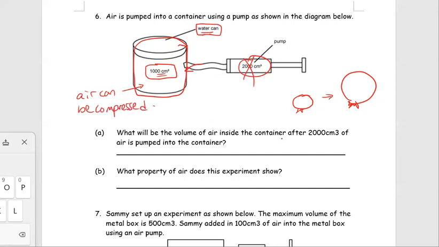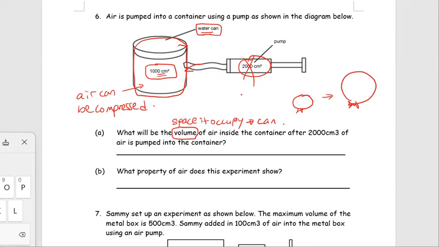So what is the volume of air after 2,000 cubic cm is pumped in? The volume of air is not asking about how many air molecules there are inside. It's about the space it occupies. So we are asking about how much space it occupies. And the space it occupies is the same as the space of the container, the metal can. So the volume of the can.